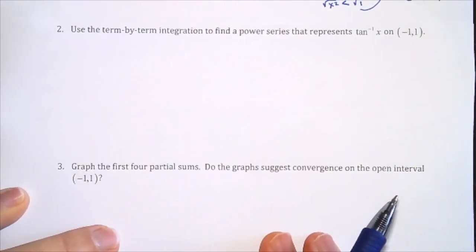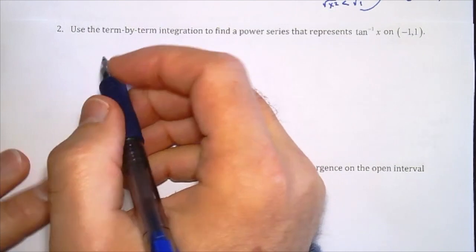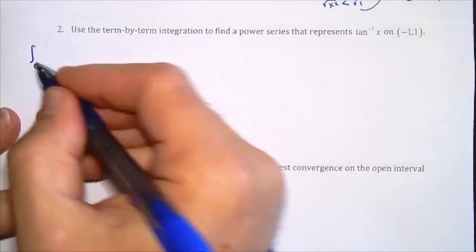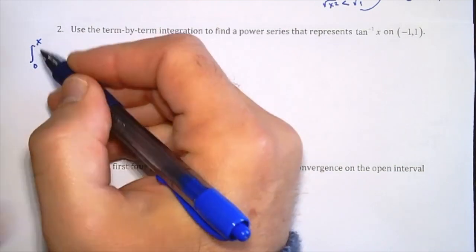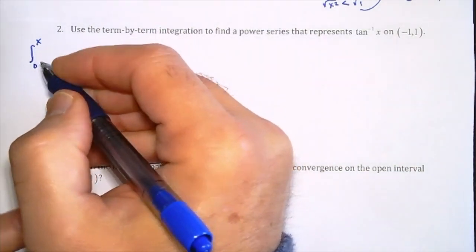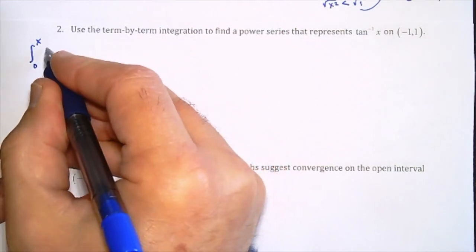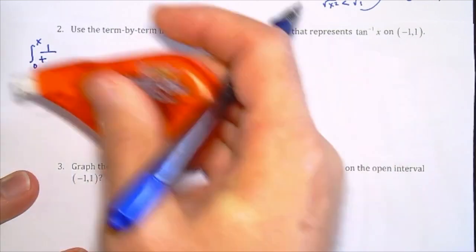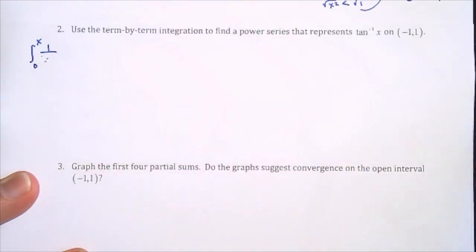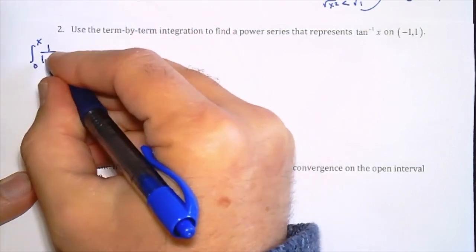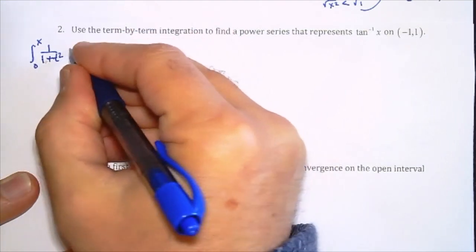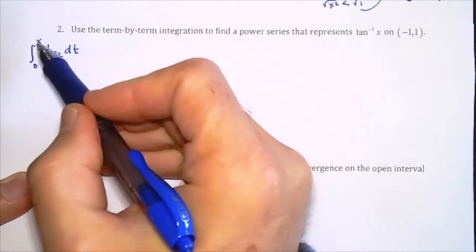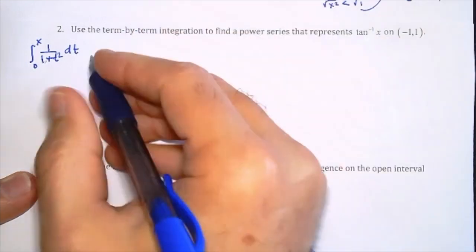So I'm going to slide this up, okay? What we're going to do is integrate from 0 to x of 1 over 1 plus t squared dt. Because when we take the antiderivative, it's going to give us tan inverse, and then we would put this x in, which would give us the tan inverse of x, okay?